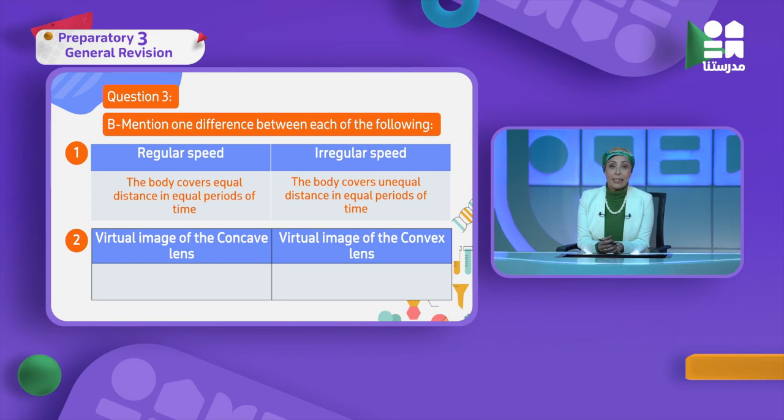When we come to draw, we see that in the case of the concave lens we have only one case, and the image was diminished. What does diminished mean? It means minimized, small. While in the case of the convex mirror, the virtual image that formed was magnified. So the difference here is that the virtual image in the concave lens is diminished, while in the case of the convex mirror, it is magnified.